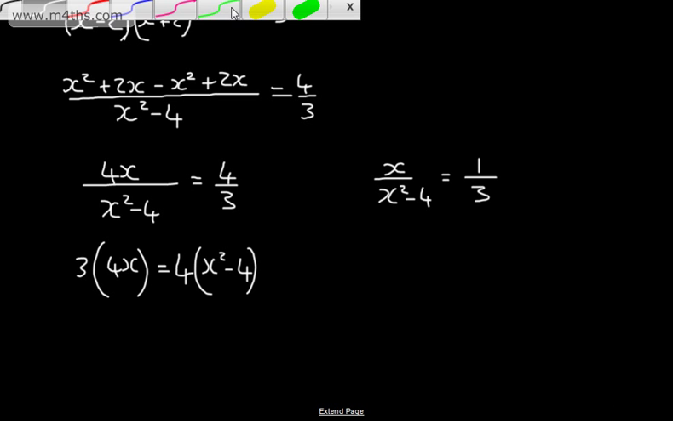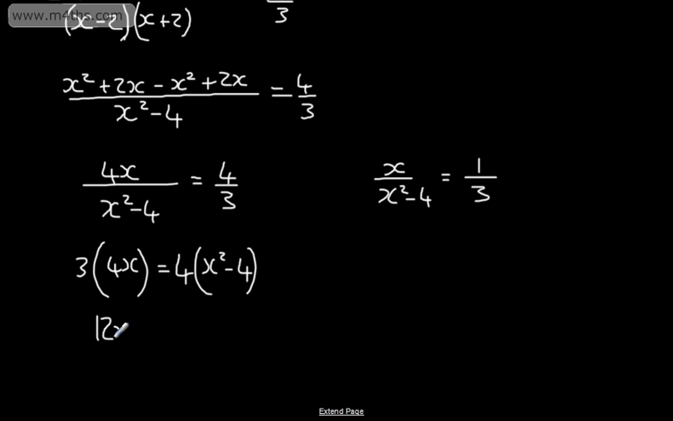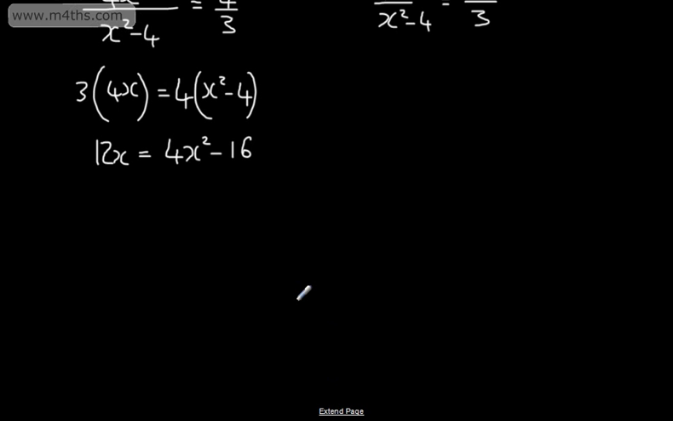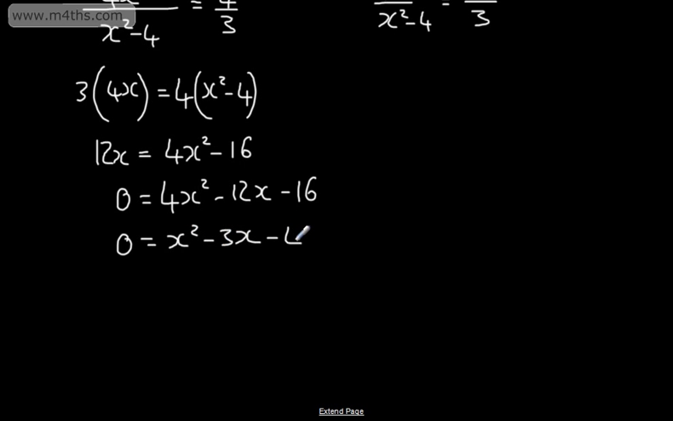We need to expand the brackets. So if we do that, this is going to give me on the left hand side, we've got 12x, and that's going to be equal now to 4x squared minus 16. Quadratic equation in the form ax squared plus bx plus c is equal to 0. So 0 will be equal to 4x squared minus the 12x minus the 16. At this point you could try and factor it, or alternatively you might say, well, I can divide the whole thing by 4 and make your life significantly easier, and that would give us this scenario.